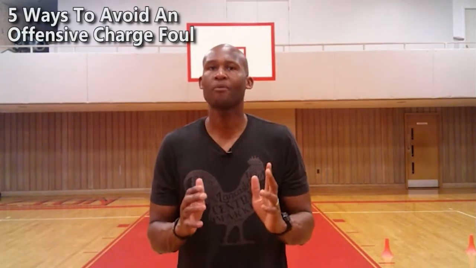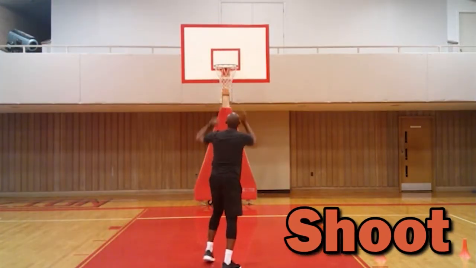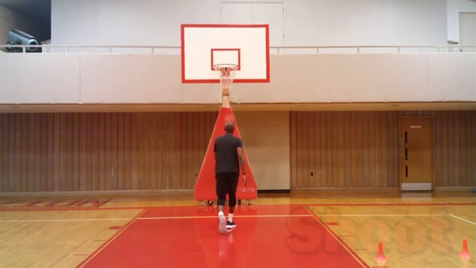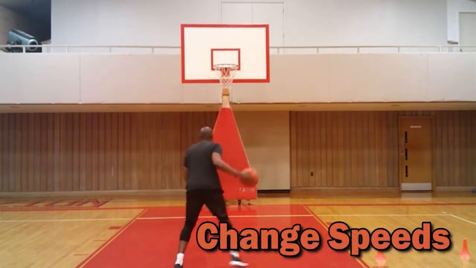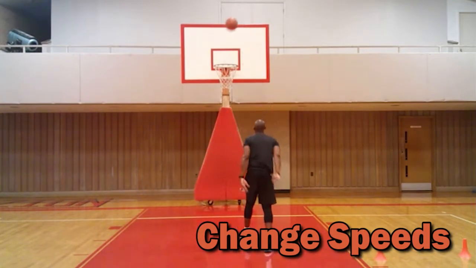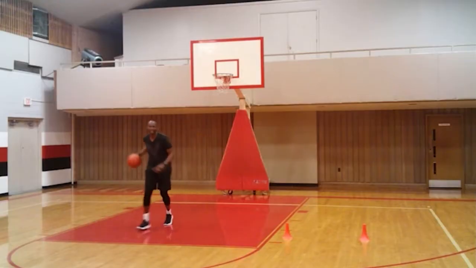Now I'm going to show you 5 ways to avoid an offensive charge foul. First thing you do, can you shoot it? Can you shoot the basketball? Yes, you can shoot it. They get too close. Can you change speeds and shoot it? Yes, you can. 2. They're now ready to cut off.